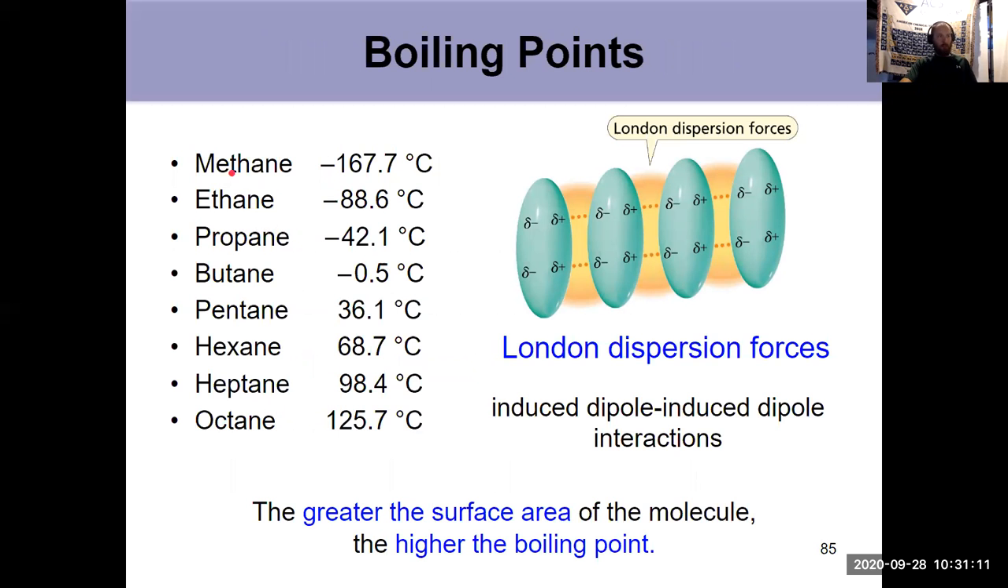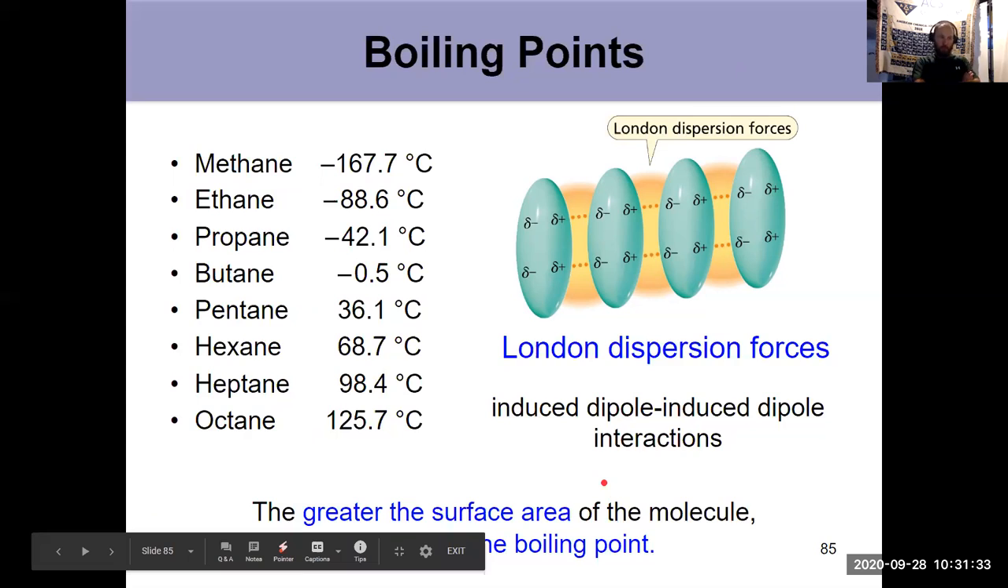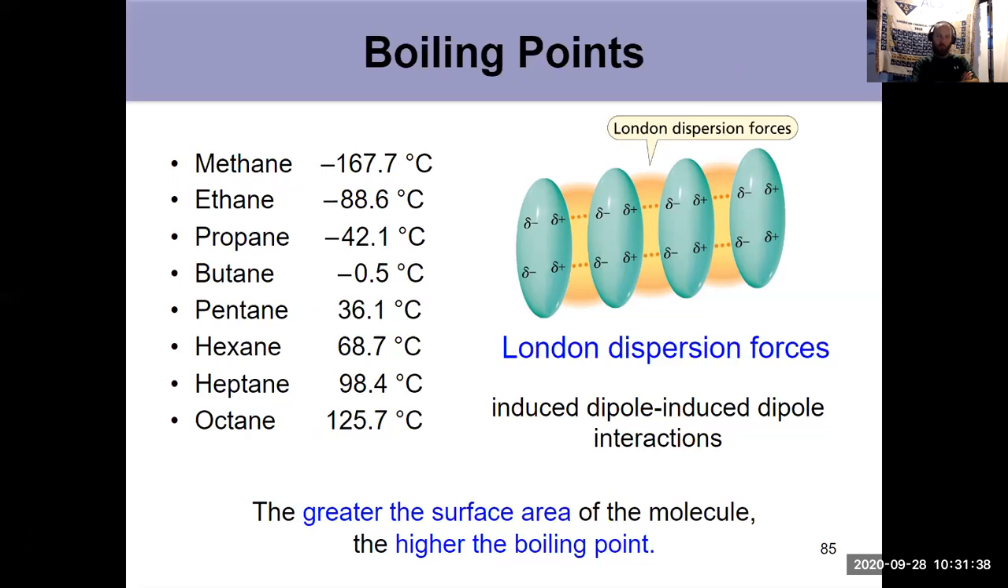So look at these boiling points. As I go from methane to ethane, propane, butane, all the way up to octane, so from 1 carbon up to 8 carbons, these molecules are getting larger. They have stronger London dispersion forces, greater induced dipoles, and therefore higher boiling points. So make sure you've got this point in the bottom there in your notes. The greater the surface area of a molecule, the higher the boiling point. Or conversely, the smaller the surface area, the lower the boiling point.